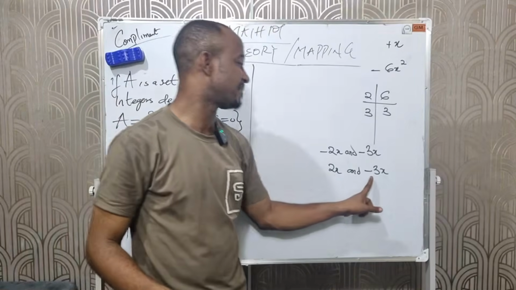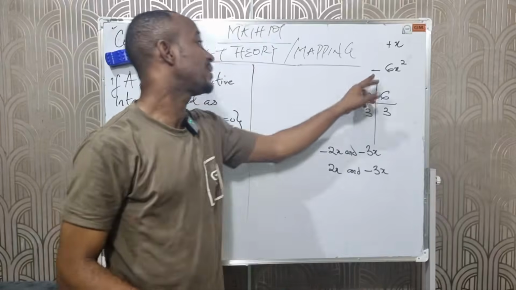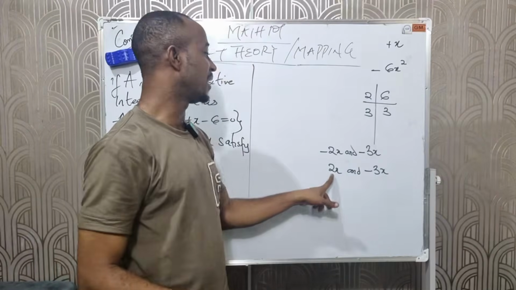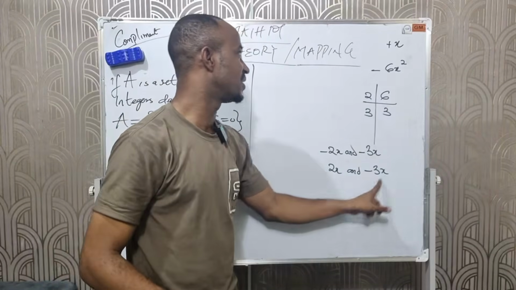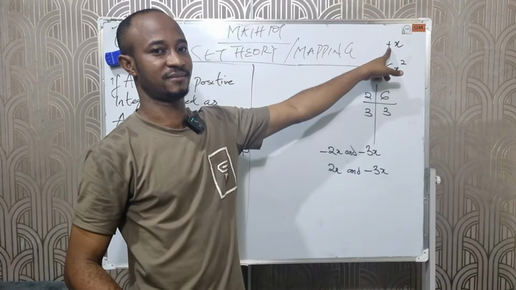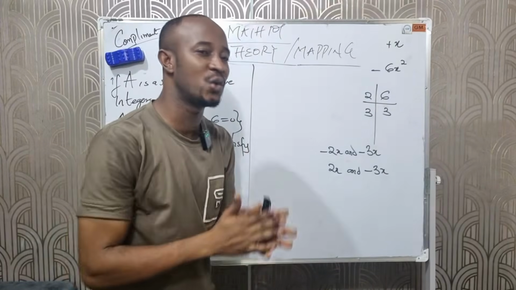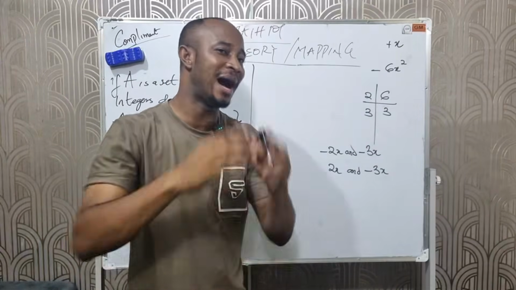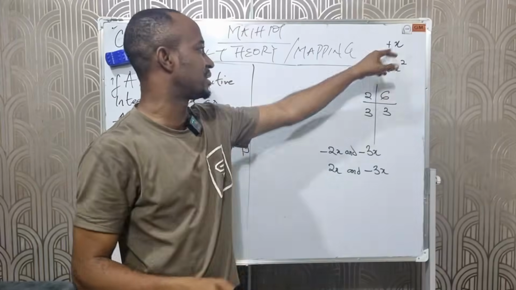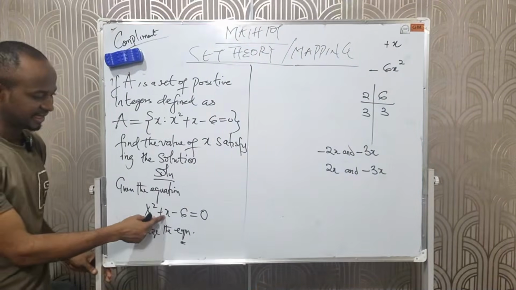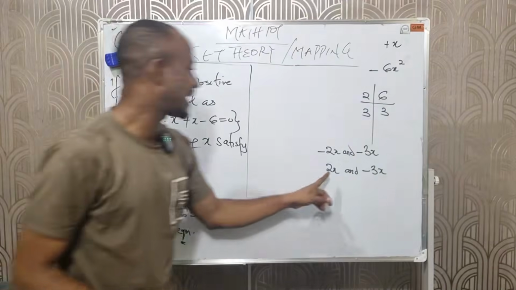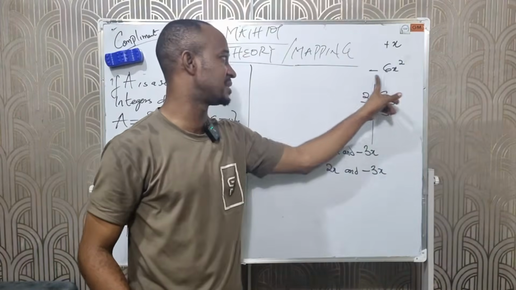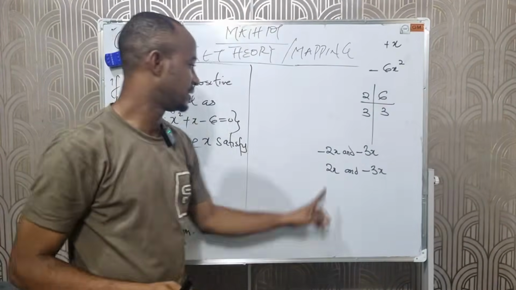2x times minus 3x will give us what? Minus 6x squared, right? But 2x plus minus 3x cannot give us plus x. We are looking for numbers that when you multiply them, you must have minus 6x squared. But when you add or subtract, don't forget the result must be plus x, the center number here. So I can use 2x and minus 3x. Although their product gave us minus 6x squared, their addition does not give us plus x.